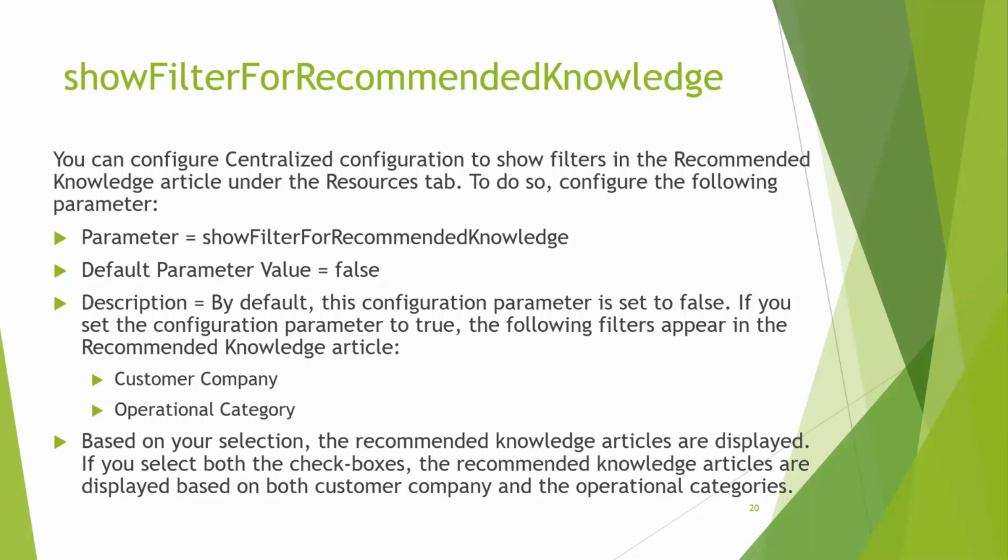This filter one basically allows you to add 2 filters in the resource tab that you can look for. When I say resources, you can look for knowledge articles by company, or by operational category, or by both. If you check both of them, it's going to look for both settings in the knowledge article for the resource tab. Because right now you're just doing it by keyword search. Whatever's in the keyword search that you're looking for, it's going to pull up your possible articles.